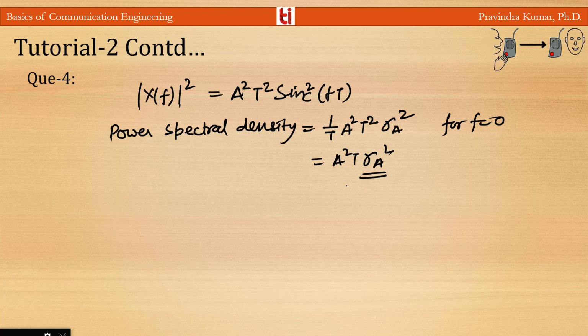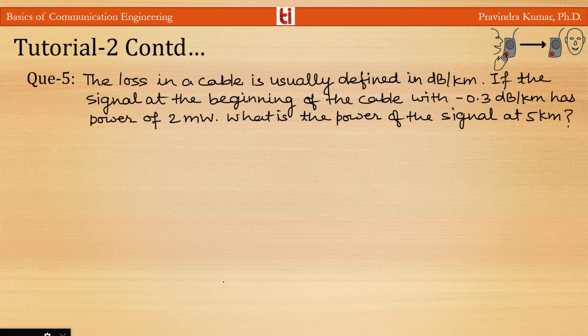So the bandwidth of the signal is basically 1 by T, the time period of the signal. Now another question: the loss in a cable is usually defined in dB per kilometer. If the signal at the beginning of the cable, with minus 0.3 dB per kilometer, has power of 2 milliwatt, what is the power of the signal at 5 kilometer?